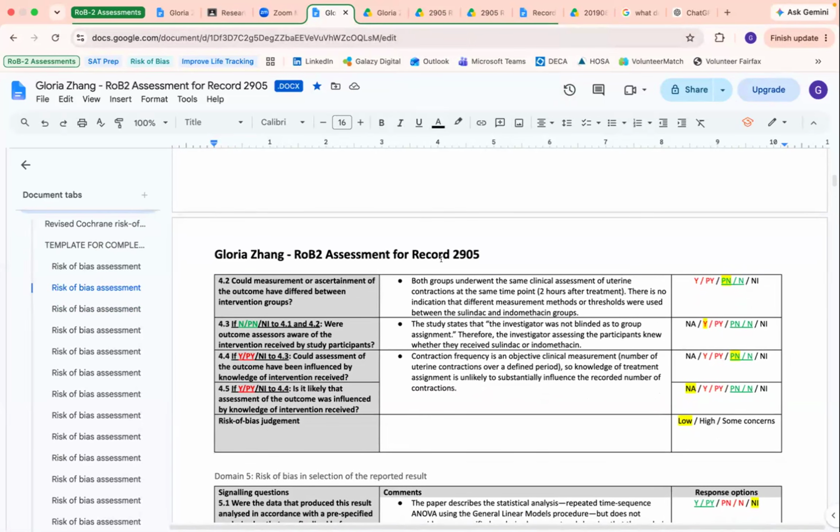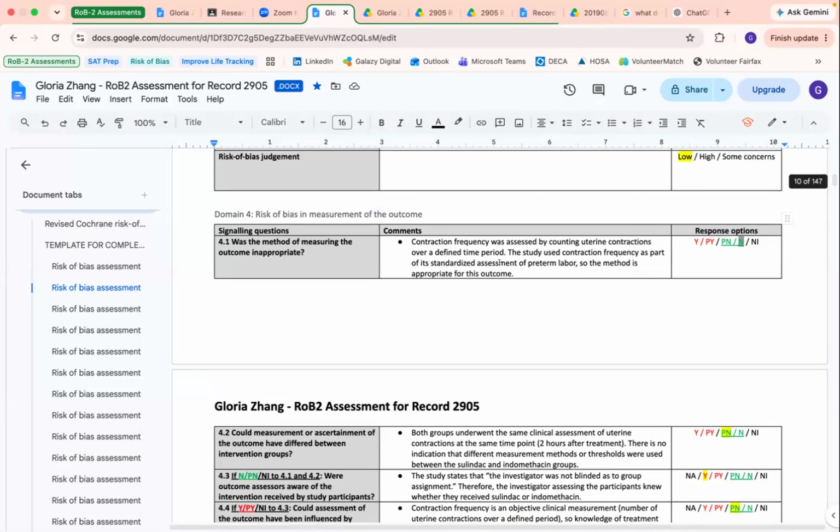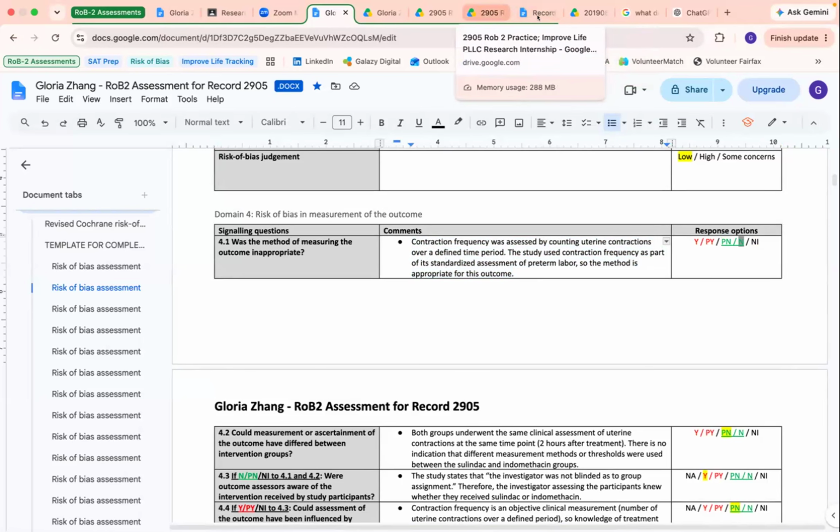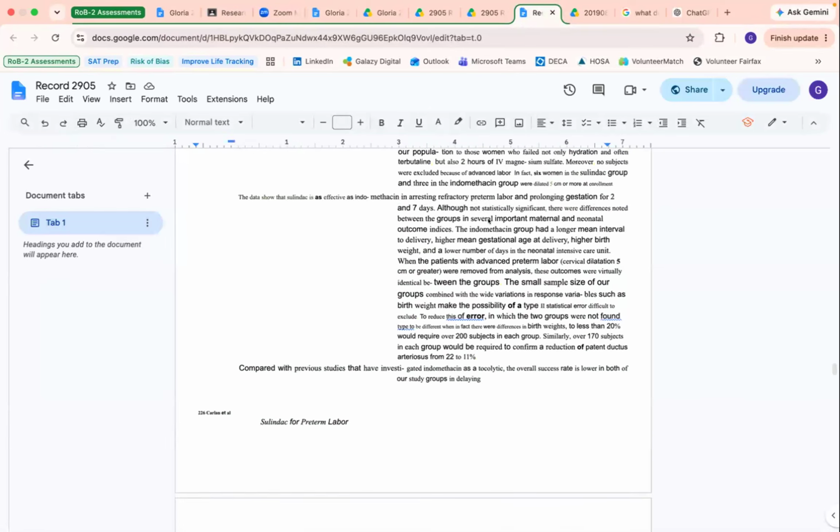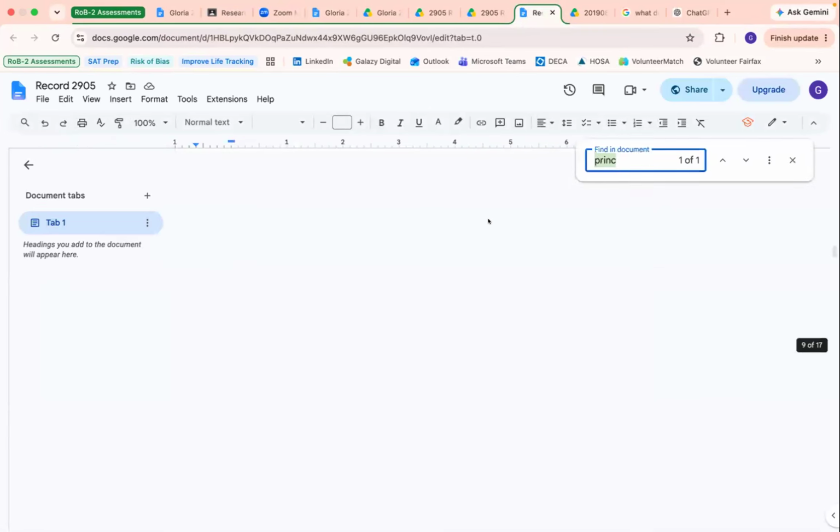I think on page 224 under materials and methods, it mentions that contraction frequency was recorded directly from the toco dynamometer. But if someone else could confirm that, because I just looked over the paper again, I originally had NI. I wasn't able to find that. Do you remember which paragraph it's on? Yes, one sec.